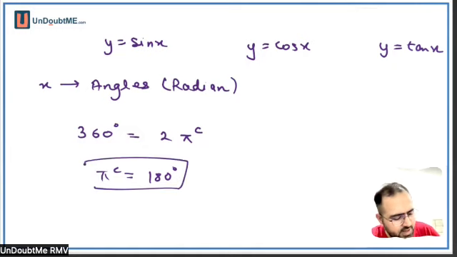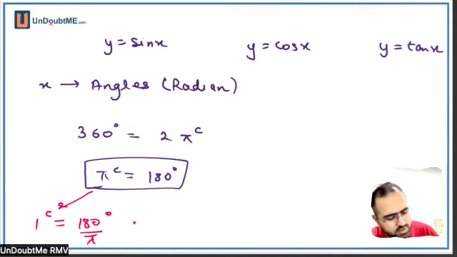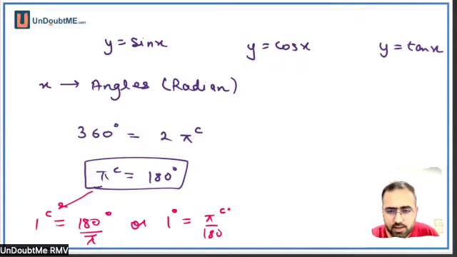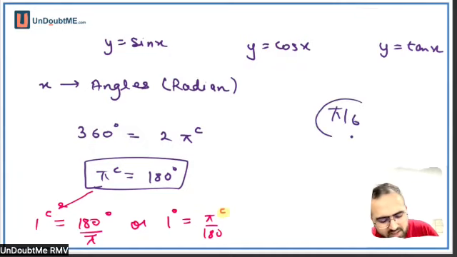And from here, we can get the conversions. If I need to get 1 radian, that will be 180 by pi degrees. If I need to get 1 degree, that will be pi by 180 radians. Radian is usually written with a power C, but when we are writing only radian, this power C is optional. Sometimes you will also see radian written like pi by 6. Pi by 6 is just an example. We need not write that power C to it. Now, what is this pi by 6?